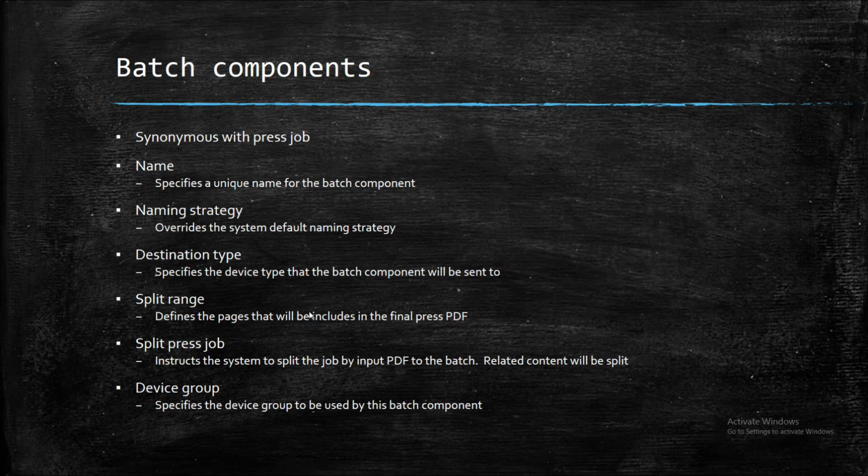And then we have device groups, which tells that batch component what device group to submit it to as the batch is being released from the system. Device groups and the different ways that releasing batches works with device groups is a bit beyond the scope of what we're talking about here, but you can find that information within the Infinity user guide, and again, we can always help out with that if that comes up from a support standpoint.